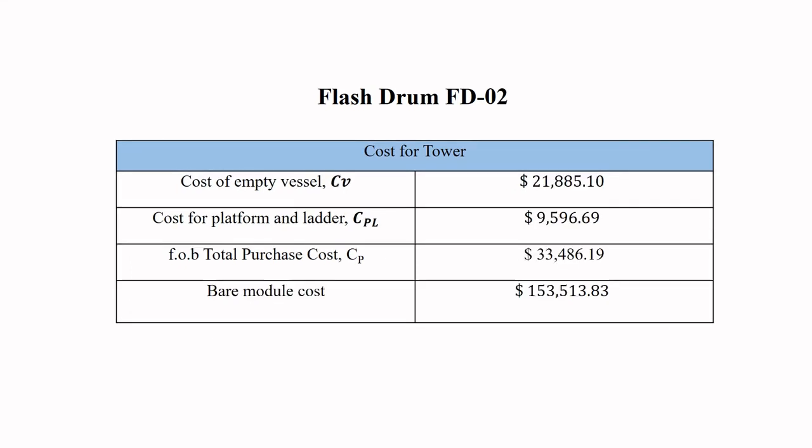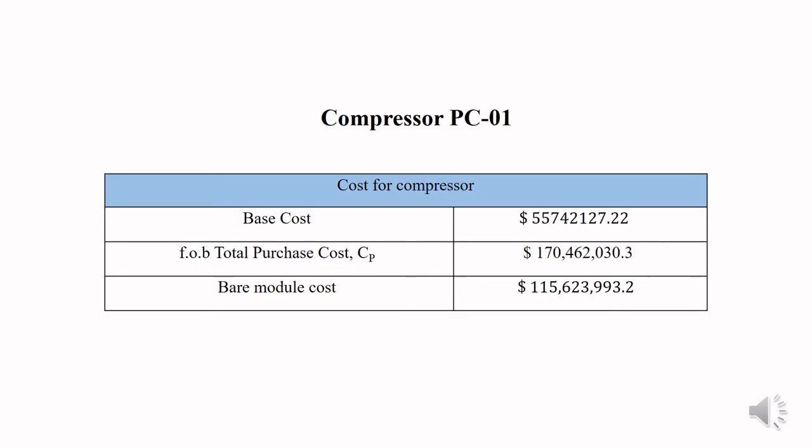This slide is about flash drum FD02 cost for tower. FOB total purchase cost for flash drum FD02 is $153,513.83. Next is compressor PC01. The bare module cost is $115,623,993.2. The cost is high due to the high volumetric flow rate of gas to be compressed and also high discharge pressure, which is 30 bar, which requires a high power of compressor to be used to compress our stream.